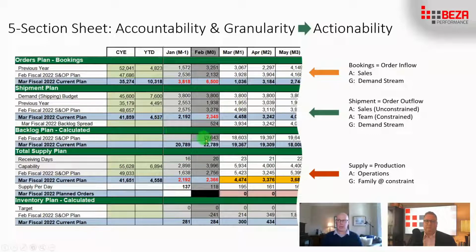And in this case, if you look at it, we had lots of bookings, right? Our bookings were really, really high, but our production number was lower than what we had planned, right?